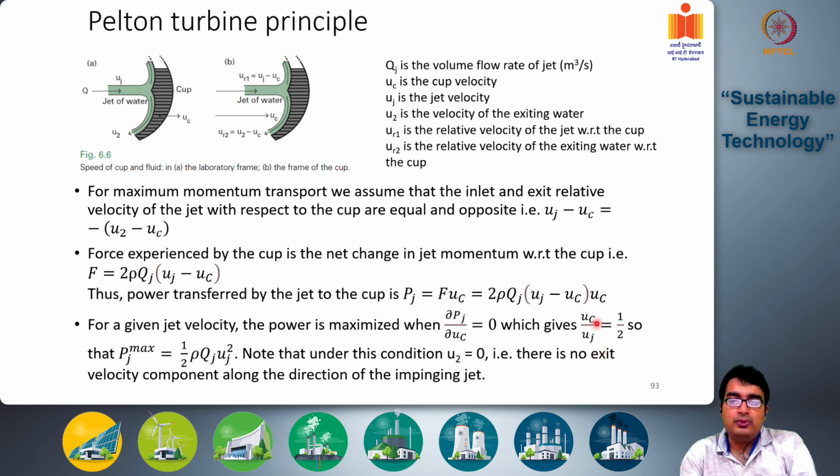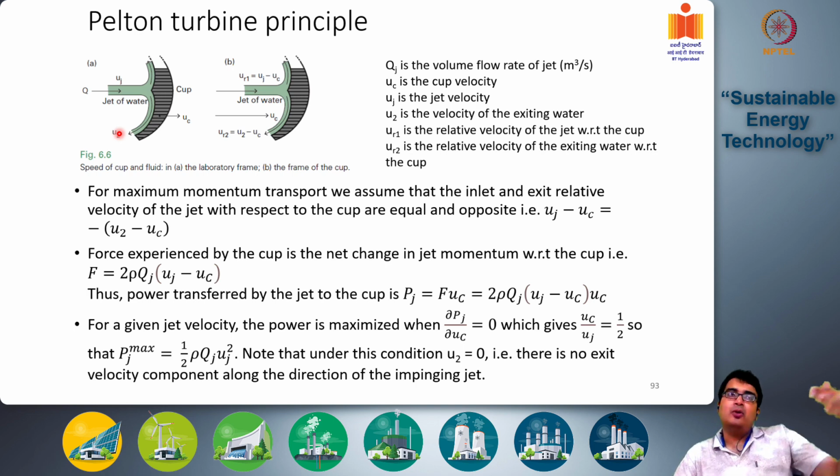Notice here that when Uc by Uj equals half, then Uj minus Uc becomes equal to Uj by 2, correct? And Uc is Uj by 2. So minus U2 plus Uj by 2 will be equal to Uj by 2. So U2 will be equal to 0. So under this maximum momentum transfer condition, when Uc by Uj equals half, the exit velocity U2 will be equal to 0.